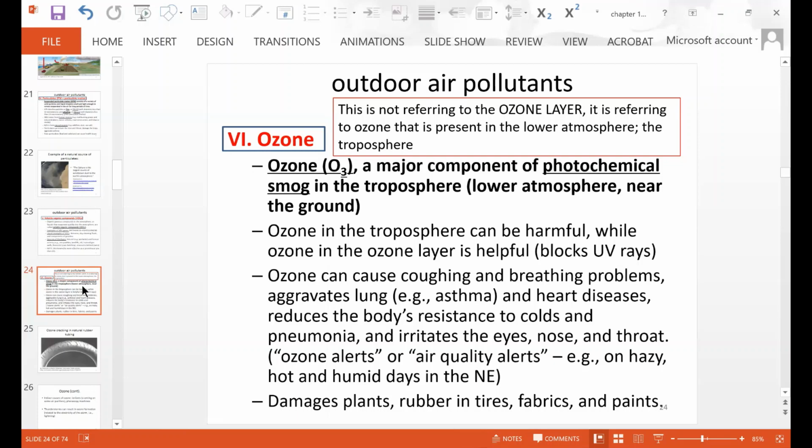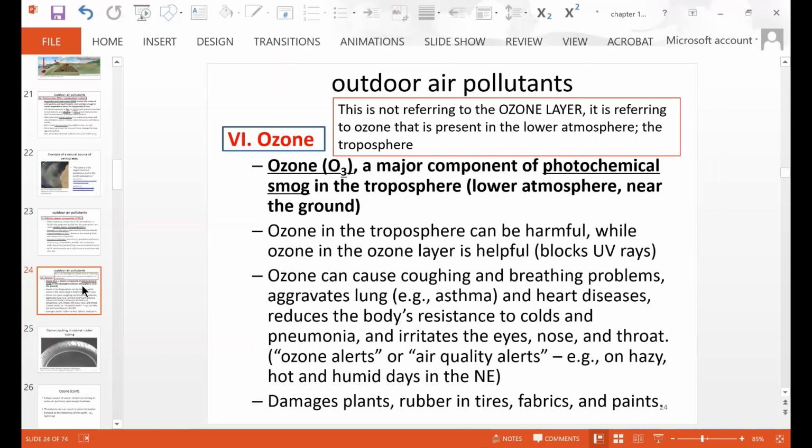So over the summer in New York and New Jersey, in the Northeast, we have things like ozone alerts or air quality alerts. And those are usually hazy, hot, and humid days. And sometimes people complain that their eyes are burning, their nose is burning, their throat hurts. And that is related to the ozone pollution many times.